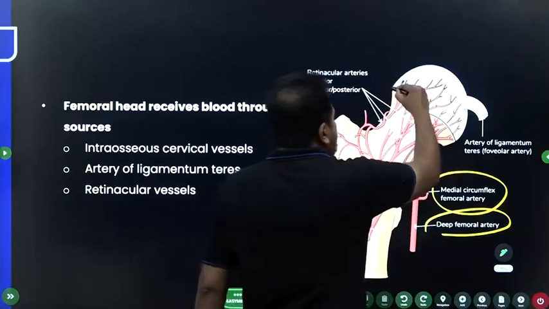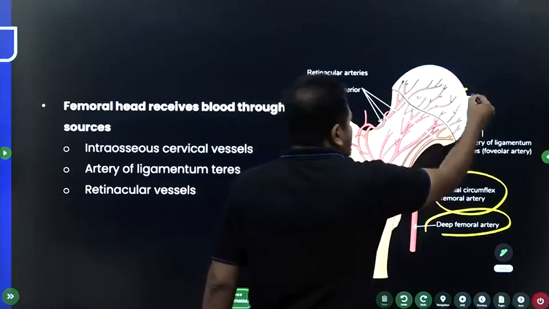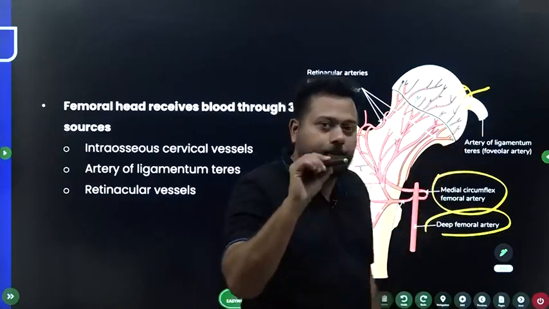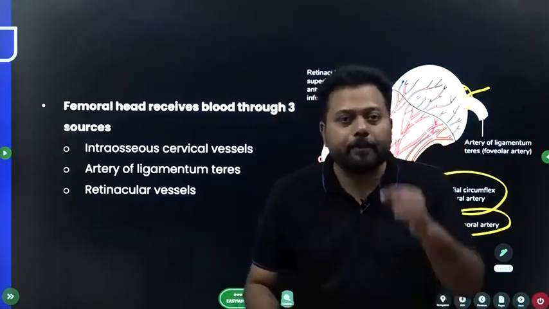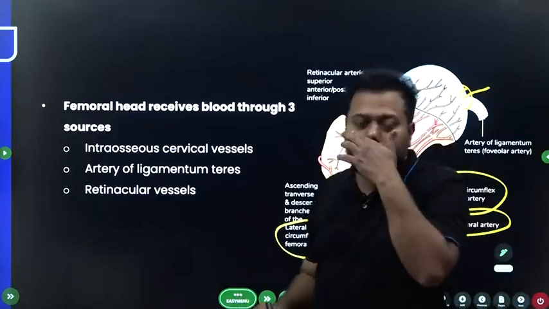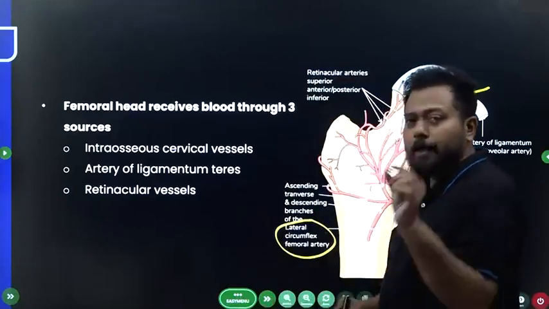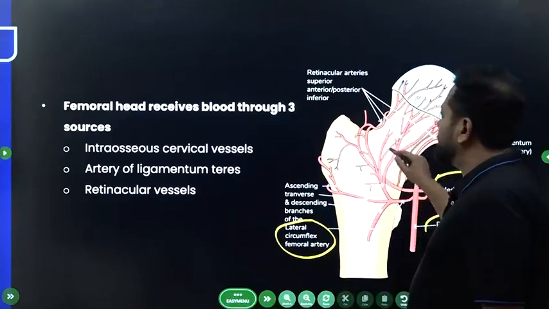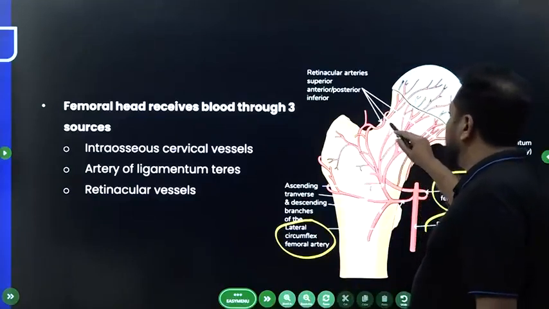In the head there is a part called the fovea, and the vessel enters through this fovea through an attachment that is called the ligamentum teres. A vessel comes inside the ligamentum teres and that's called the artery of ligamentum teres. A very minimal supply. Third thing, retinacular vessels, in the neck.